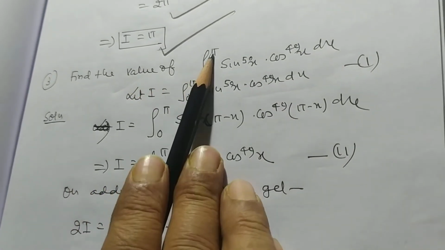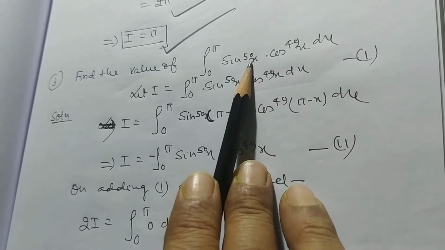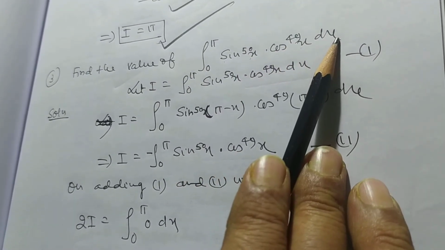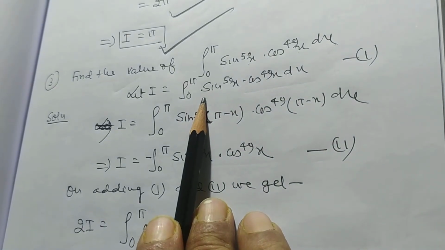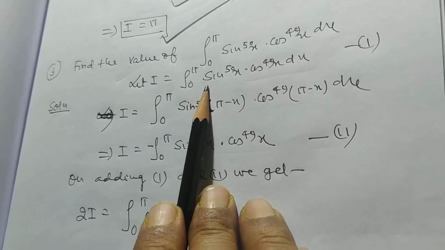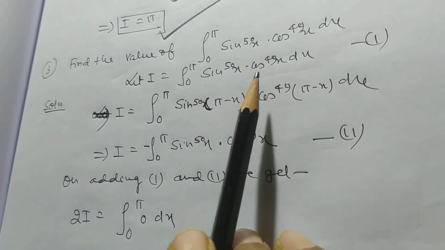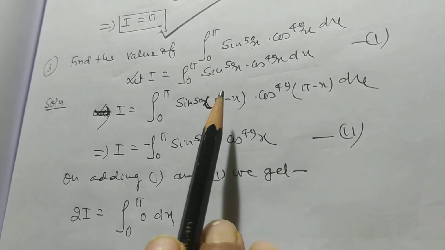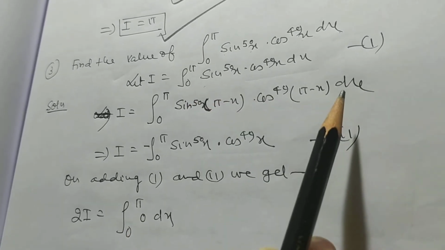Find the value of integral from 0 to pi of sin to the power 50 x times cos to the power 49 x dx. My dear student, this is a very, very important problem. And you can solve this problem by using the property integral from 0 to a of f(a minus x) is equal to integral from 0 to a of f(x) dx.